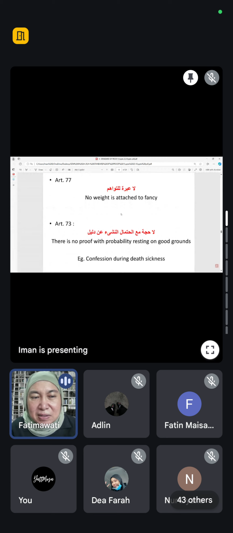Okay, jadi kita ada article 77: no weight is attached to fancy. And then article 73, which says there is no proof with probability resting on good grounds. So an example, confession during death sickness, maradul maut. Okay, next.